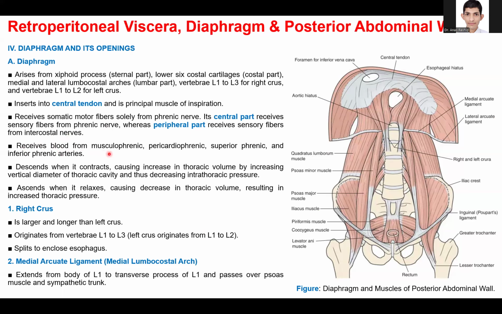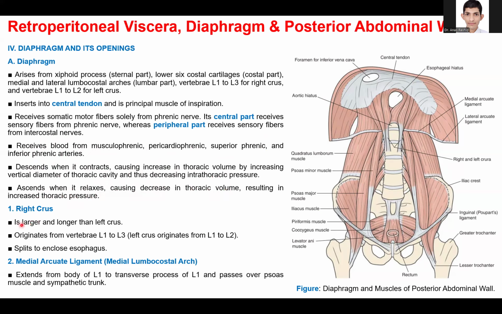It receives blood from the musculophrenic, pericardiophrenic, superior phrenic, and inferior phrenic arteries. In inspiration, when it contracts, it causes an increase in thoracic volume by increasing the vertical diameter of the thoracic cavity, and thus decreasing the thoracic pressure. In expiration, when it relaxes, it causes a decrease in thoracic volume, resulting in increased thoracic pressure.